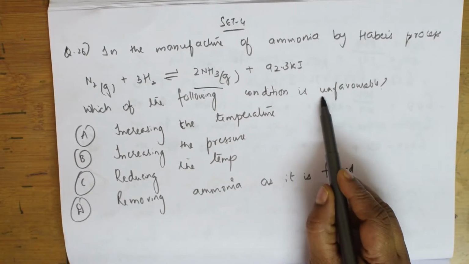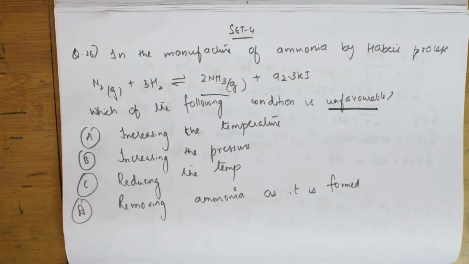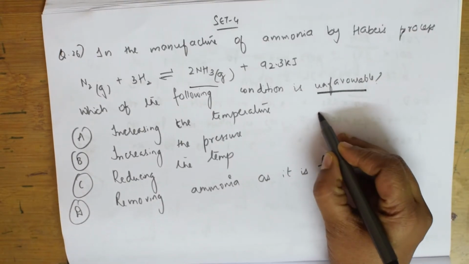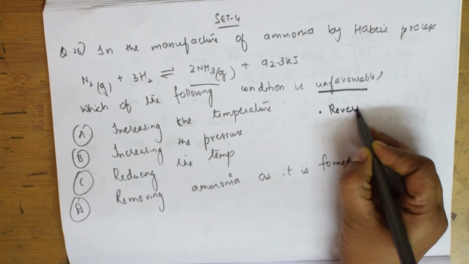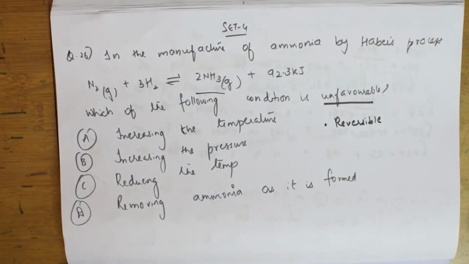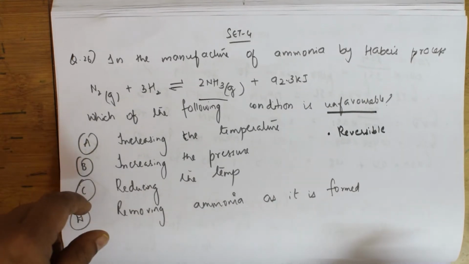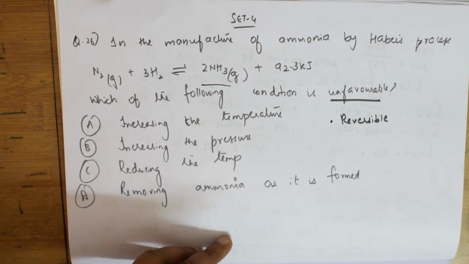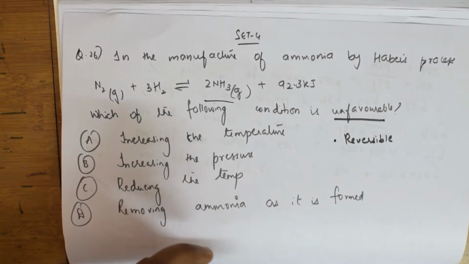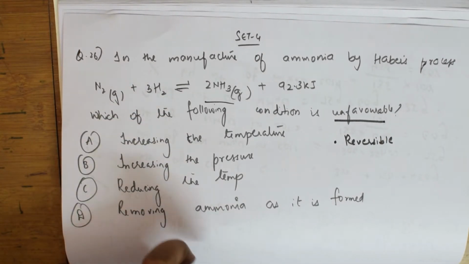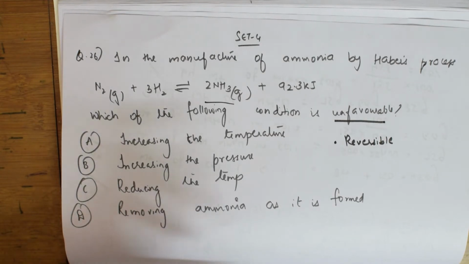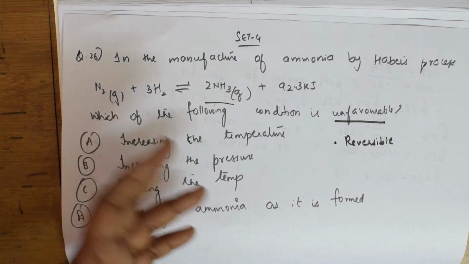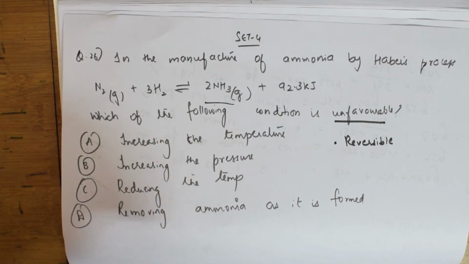Now this is important: unfavorable. Whenever we speak about Haber's process, remember these points. The reaction is reversible, that is the first important thing. And the conditions are deduced using Le-Chatelier's principle. I hope this concept is clear. According to Le-Chatelier's principle only, we deduce the conditions to get the maximum yield, such as low temperature or high pressure.